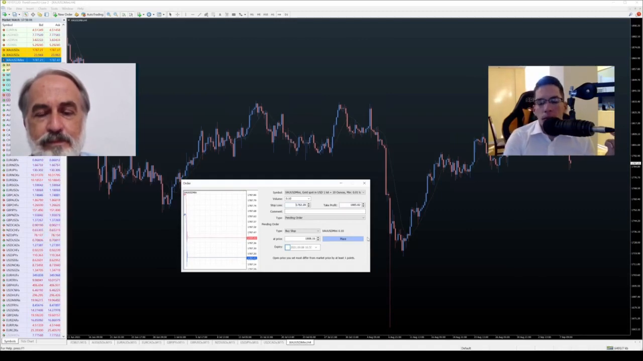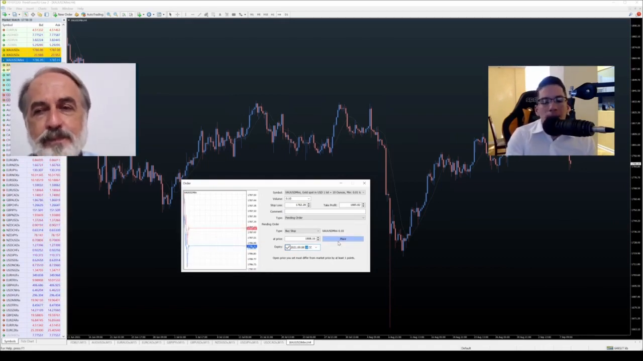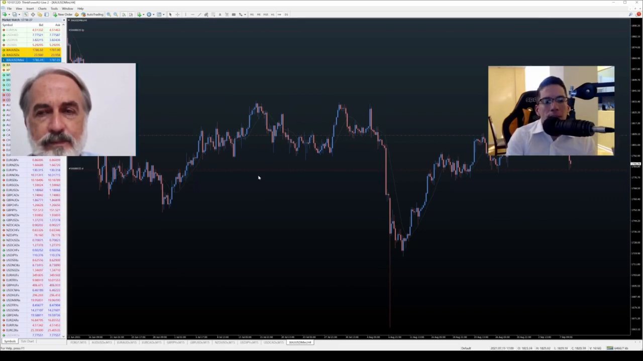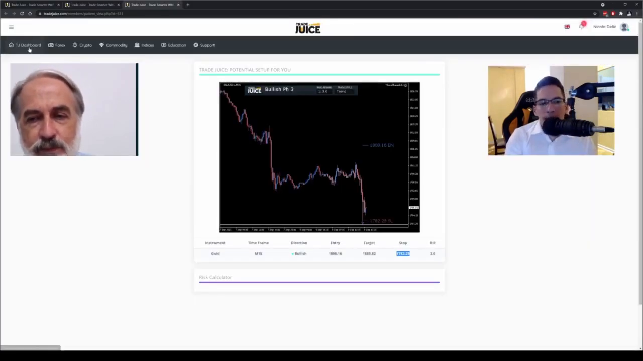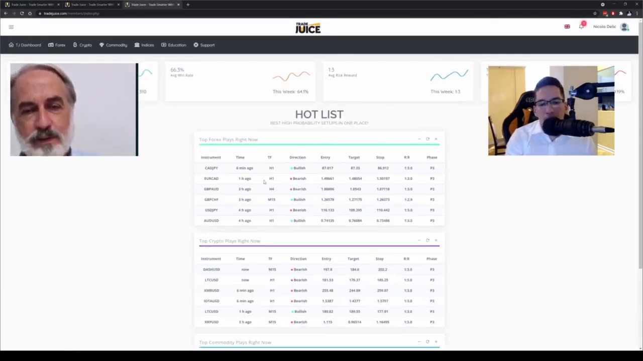And you can place the trade, or you can go here in expiry and put an expiry of 2-3 hours, just because you're always going to have more trades. You don't need to wait 2 days for the market to come to you, and that's why I really love how Tradejuice operates, since you always have something to trade with this platform.